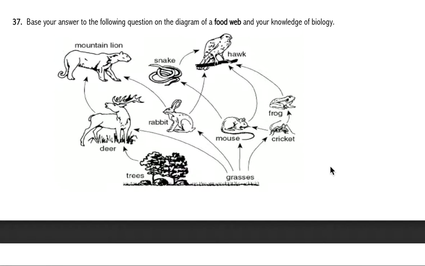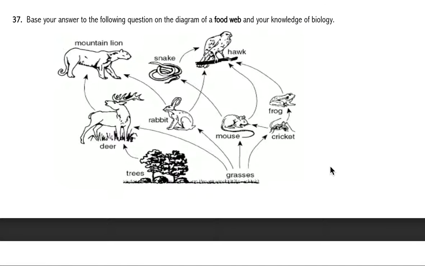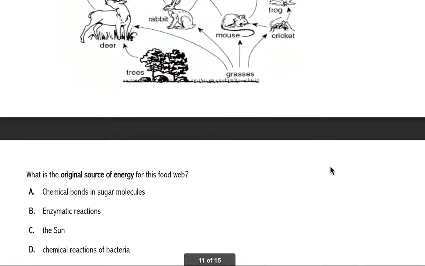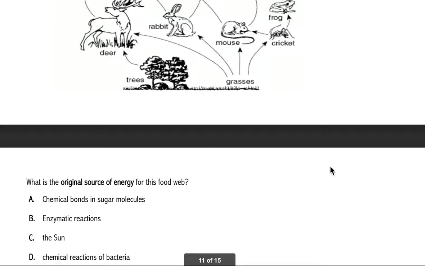Question 37. Base your answer to the following question on the diagram of a food web and your knowledge of biology. What is the original source of energy for this food web? A. Chemical bonds in sugar molecules. B. Enzymatic reactions. C. The sun. D. Chemical reactions of bacteria.